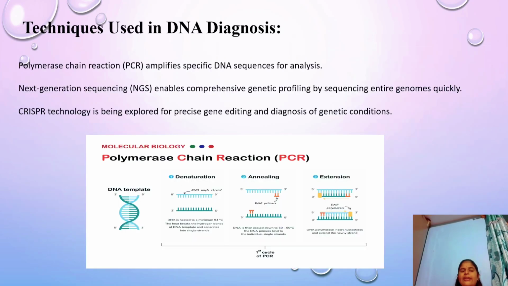The techniques used in DNA diagnosis. The polymerase chain reaction (PCR) amplifies the significant DNA for analysis. Next-generation sequencing (NGS) enables a comprehensive genetic profile for quick sequencing of genetics. The CRISPR technique is used for exploring the prevention and editing of genetic conditions. Let's go to the next slide.